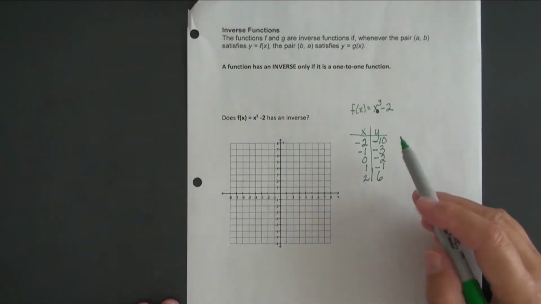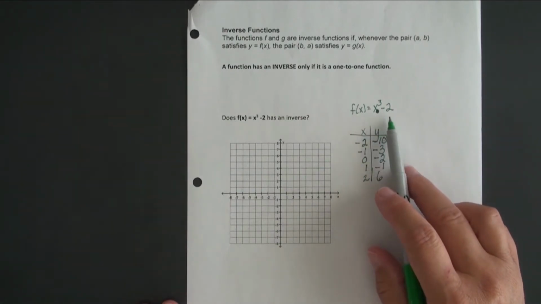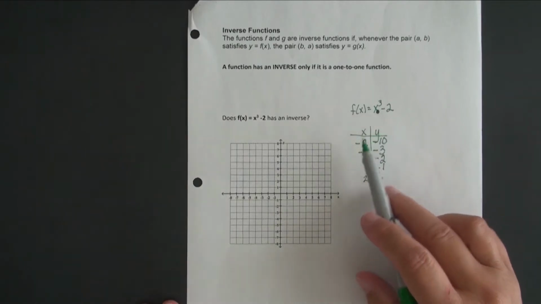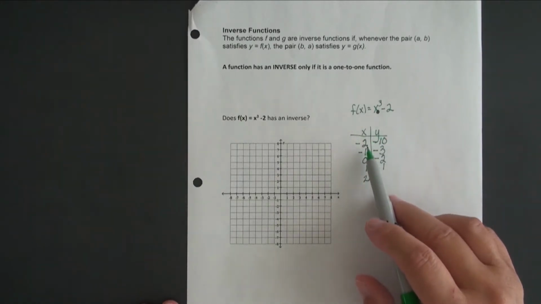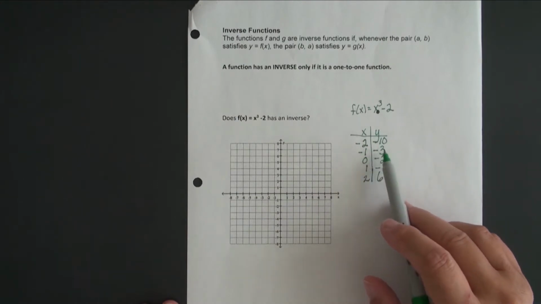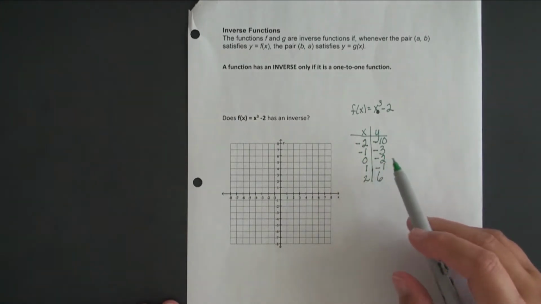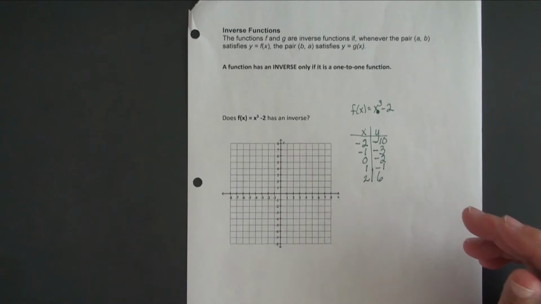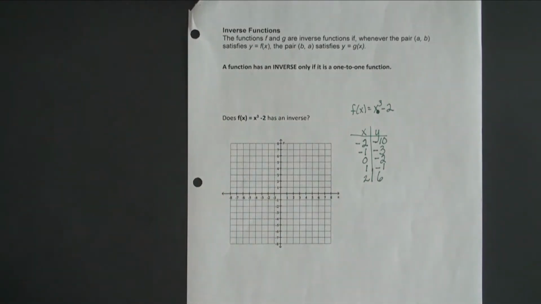Now these values you could get by graphing f of x equals x to the third minus 2 and then using your trace button. So do trace -2, trace -1, trace 0, and so on. I'm going to plot those points on my graph, and then I'm going to double check and make sure that that is a one-to-one function.